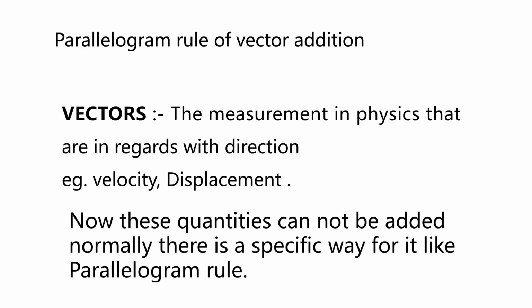The second time, when I came back from point B to point A, he asked me in which direction I went. I said, east. In the first case, he asked me about my speed. In the second case, he asked me about my velocity, because he also asked the direction: 10 miles per hour and east. Now, these vector quantities cannot be added normally. There is a specific way for it, like the parallelogram rule.